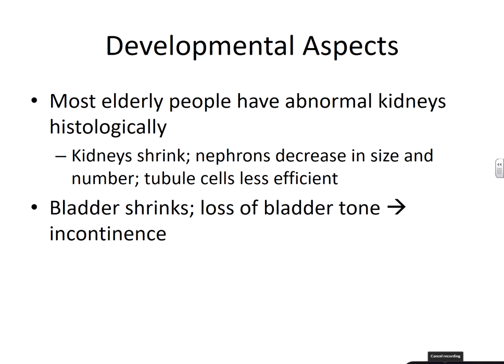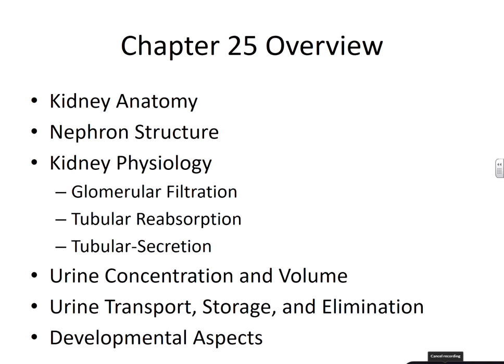Most elderly people have problems with their kidneys. Their kidneys histologically do not look the same as they did when they were younger. The kidneys get smaller, the nephrons are smaller, so they're not as efficient as they used to be. And the bladder shrinks, you lose muscle tone in the bladder, so incontinence is really common as we age. Okay?